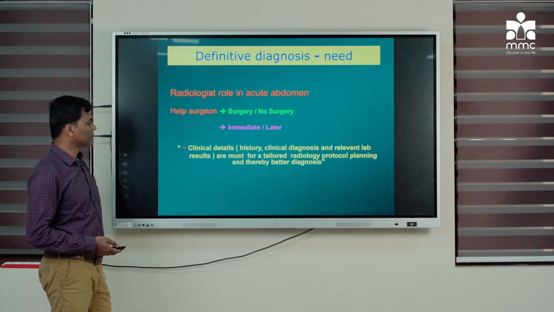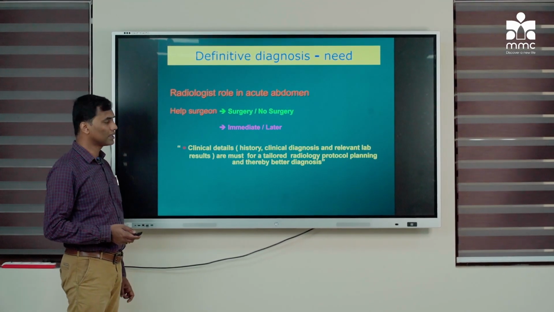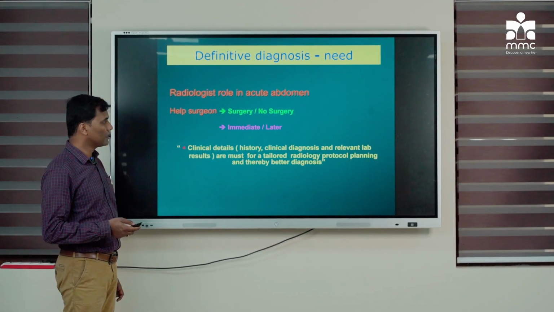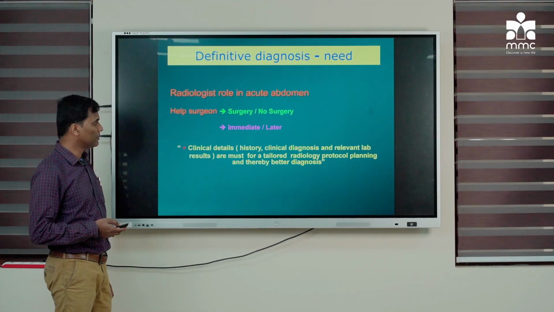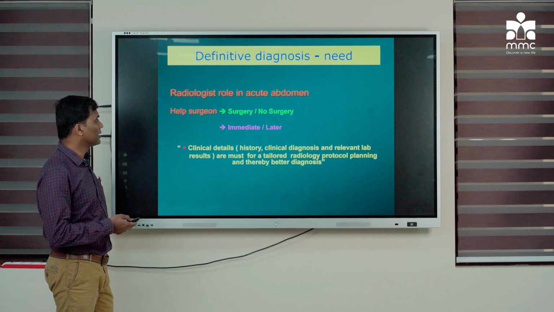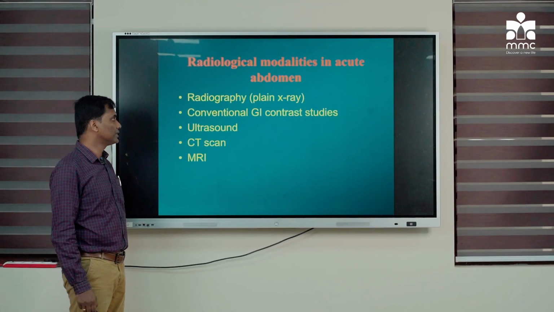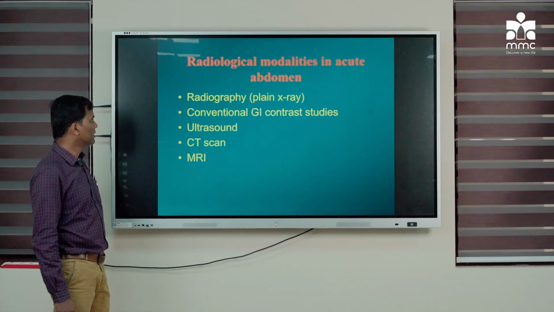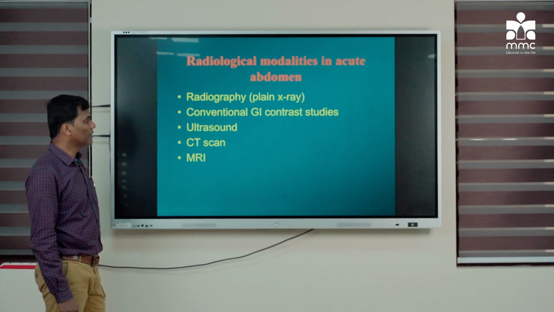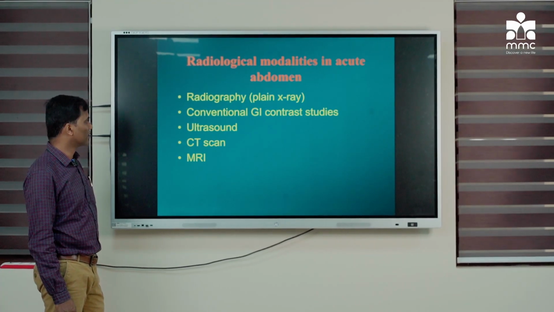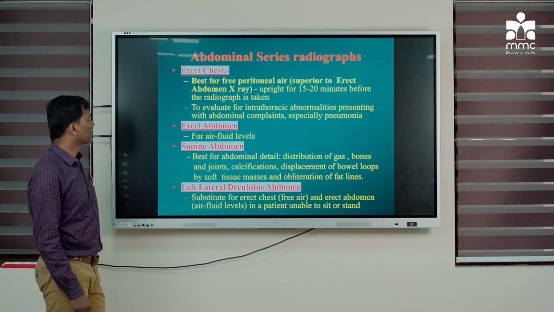For proper diagnosis, we need proper clinical details, the patient history, the clinical working diagnosis and any relevant lab investigation, so that the radiological investigation can be tailored for that particular clinical condition. So, these are the important radiological investigations which will be useful in acute abdomen. That is radiography, plain X-ray, conventional GI contrast studies like barium and other contrast studies, and ultrasonography, CT and MRI.